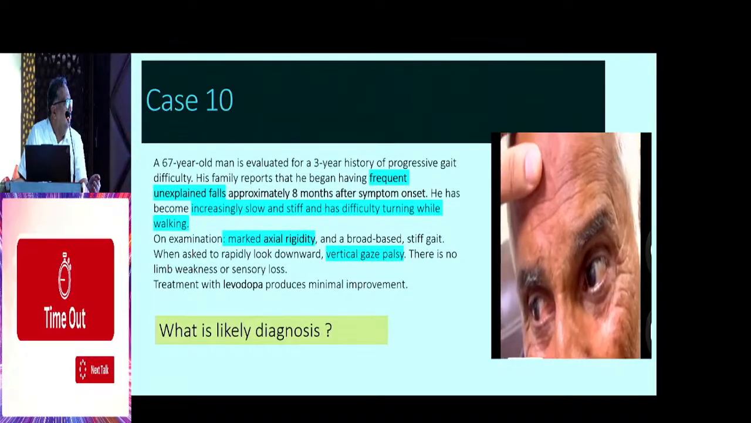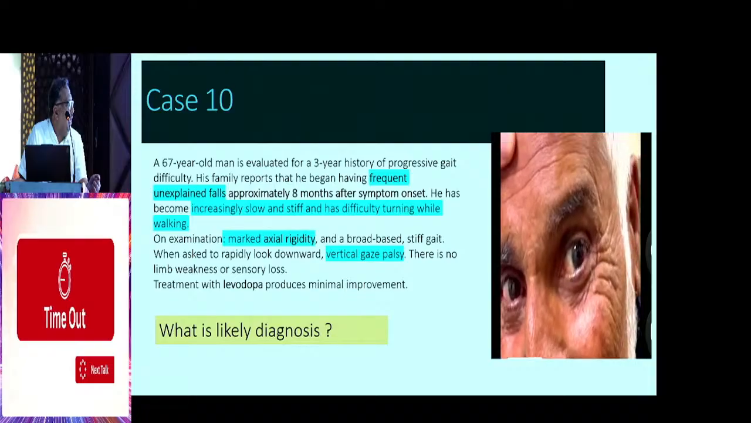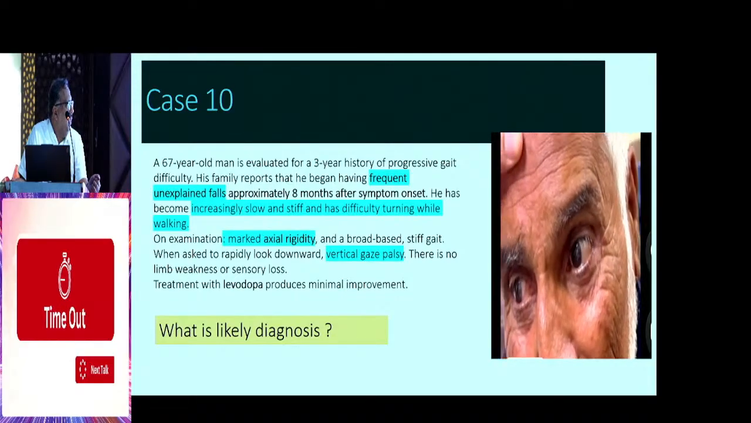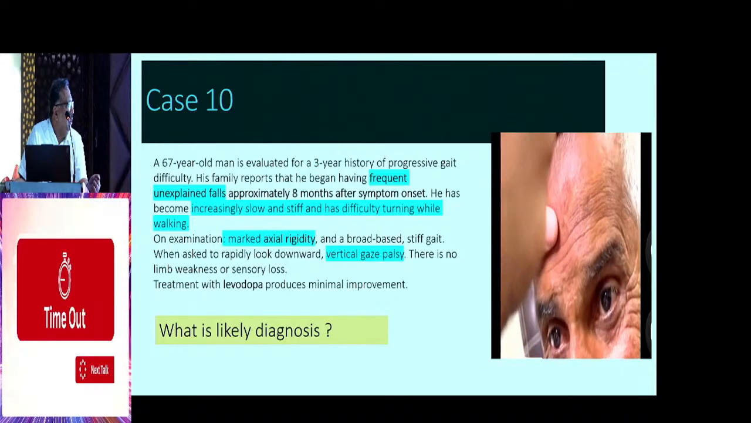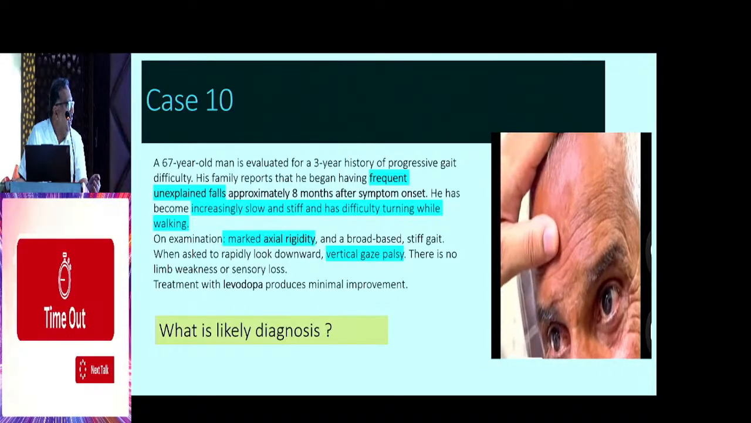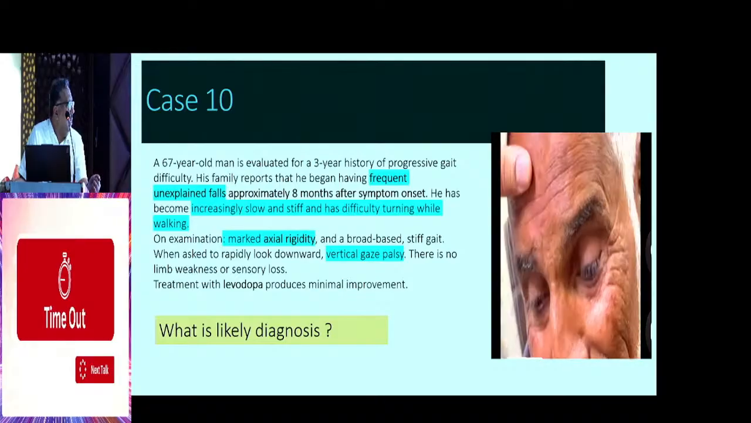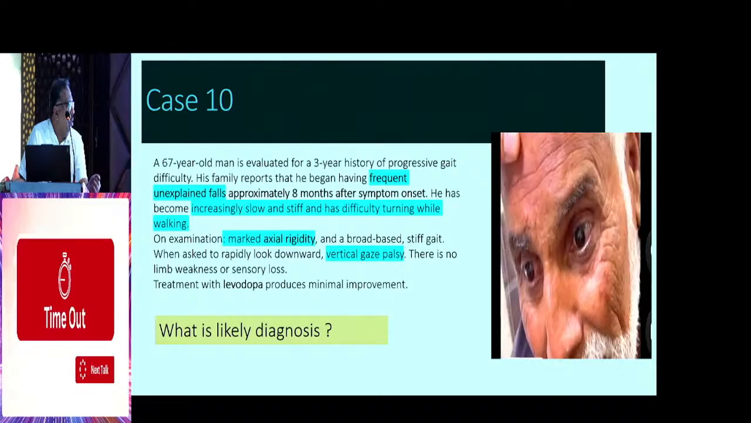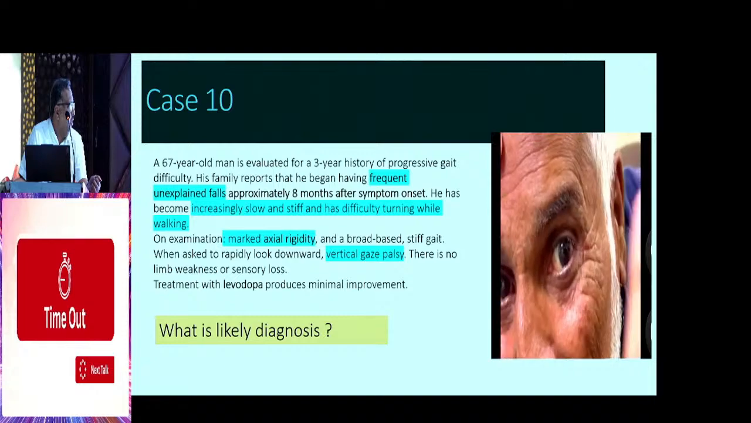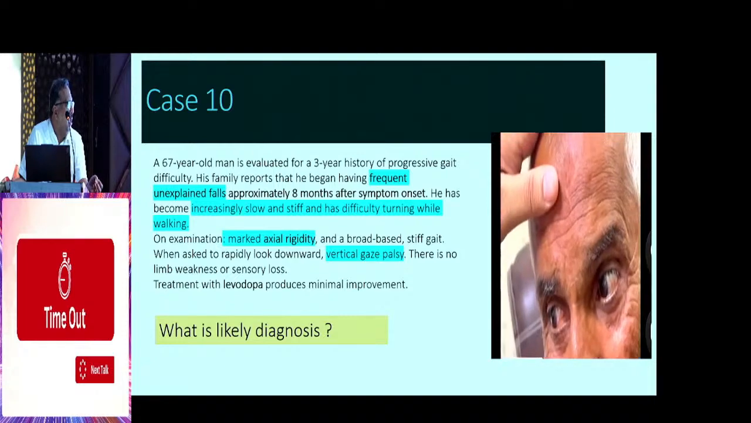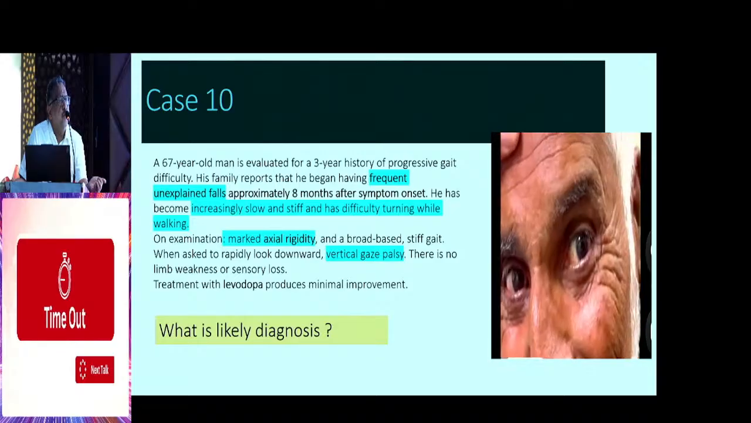So, another case: a 67-year-old male evaluated for a 3-year history of progressive gait difficulty. His family reports frequent unexplained falls over the last 8 months, with increasingly slow and stiff gait and difficulty turning while walking. On examination, marked axial rigidity, broad-based stiff gait, and vertical gaze palsy when asked to rapidly look downward. There is no limb weakness or sensory loss, and no response to levodopa therapy. So this is a case of PSP, because there is a vertical gaze palsy.